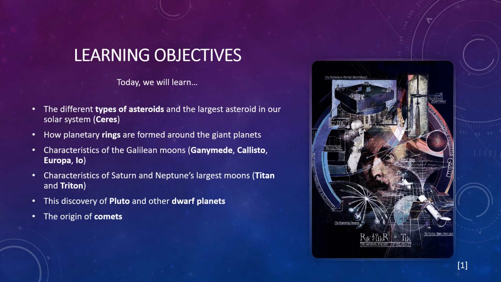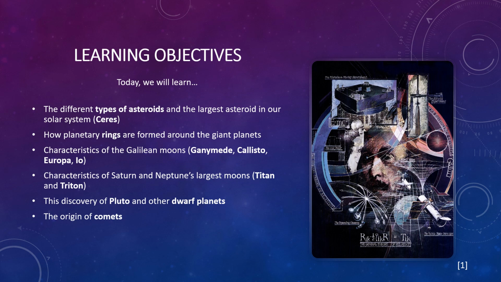So today we will learn about the different types of asteroids that are in our solar system, as well as the largest one, Ceres. We will learn how planetary rings formed around the giant planets and a little bit about how they evolve over time. We'll also discuss the Galilean moons in more detail. We are familiar with them from our history of astronomy with our discussions of Galileo.